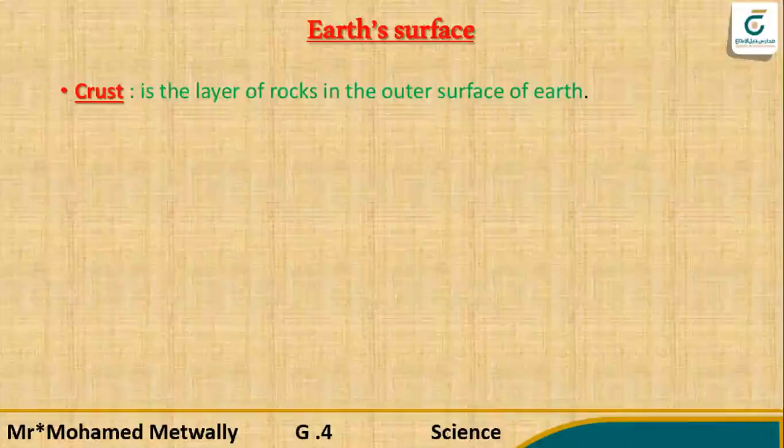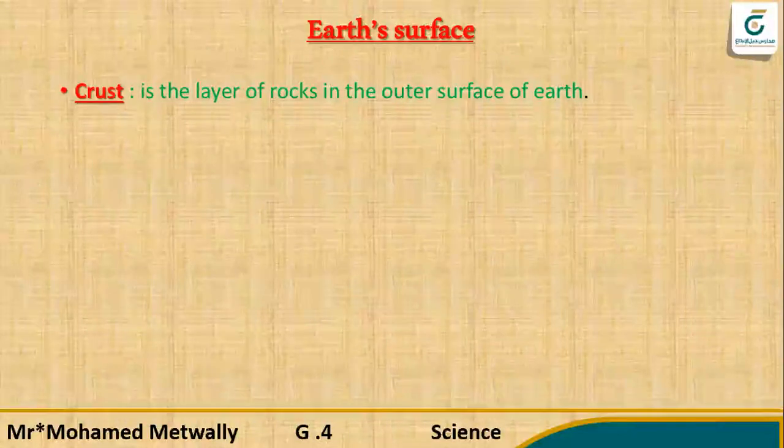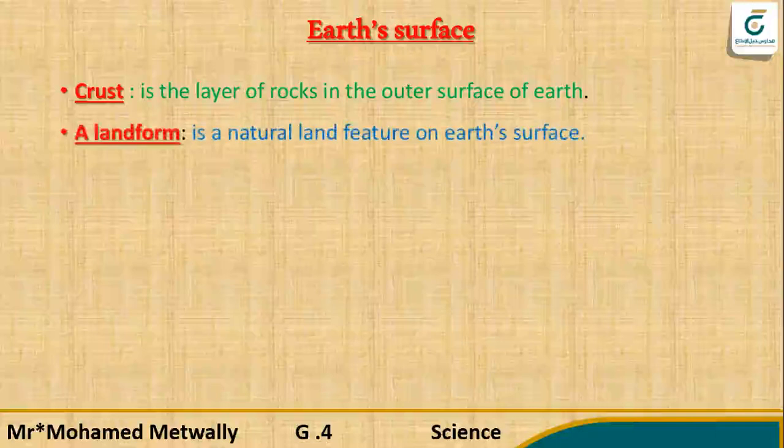contains many layers. One of these layers is called the crust. Again, crust. What is the crust? Crust is the layer of rocks in the outer surface of the Earth. So crust, we live above the crust because the crust is the outer surface of the Earth.